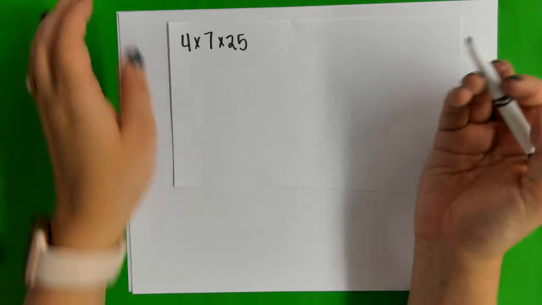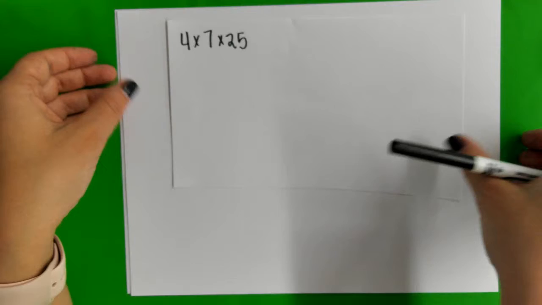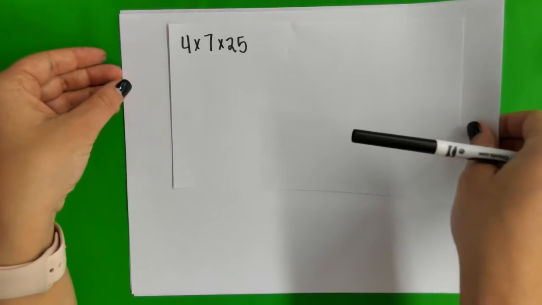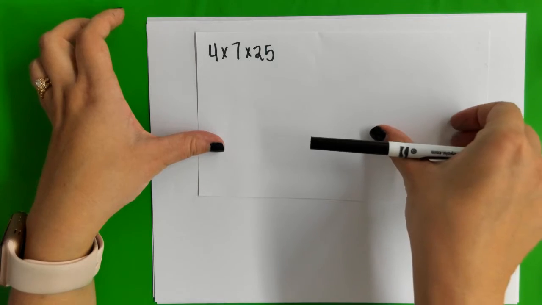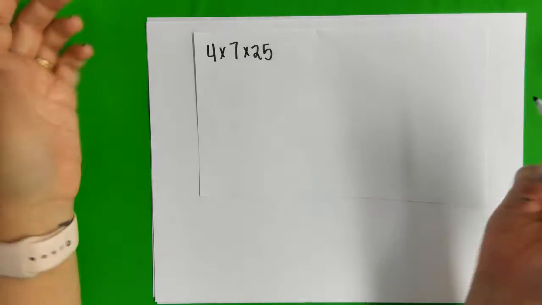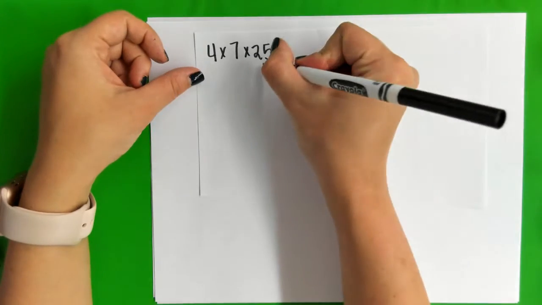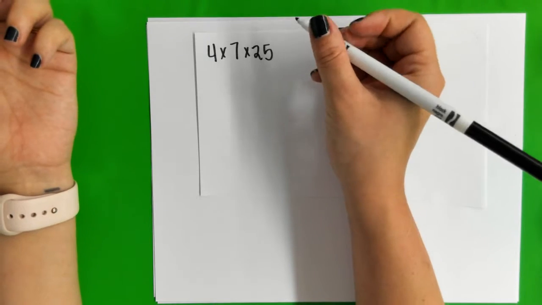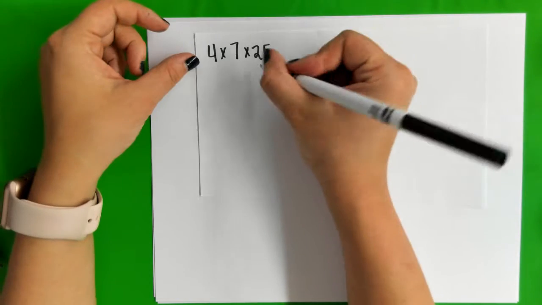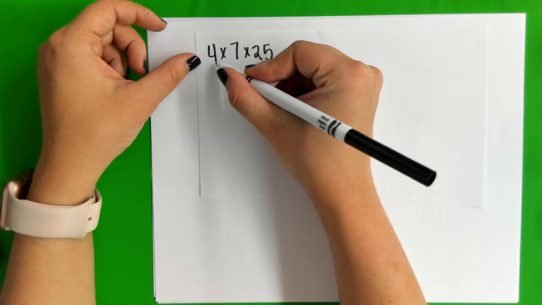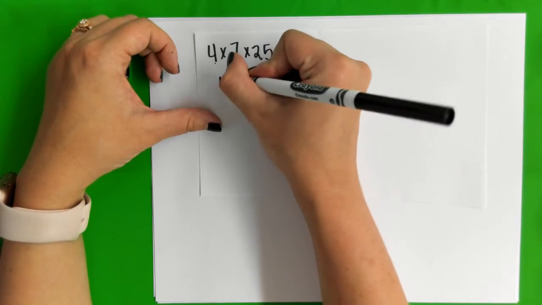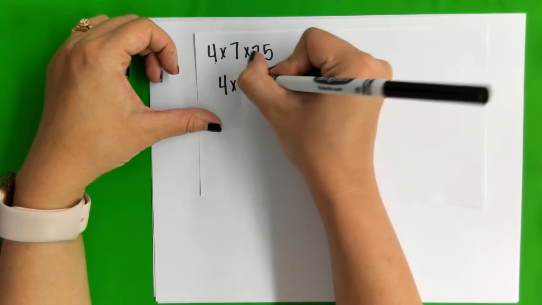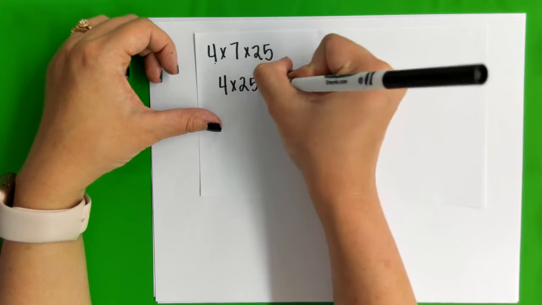Okay, today we are going to be doing mental math with our multiplication. So this example is 4 times 7 times 25, and I'm going to just pick out the parts that I know. I know that 25 is pretty easy to multiply because I think of quarters. I know that 4 quarters equals $1, so I can rearrange this and do 4 times 25 times 7.